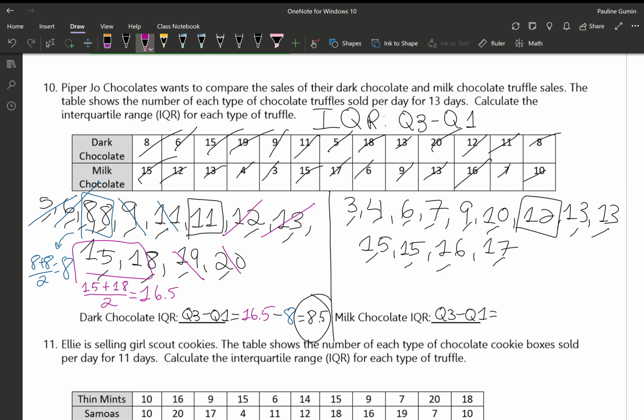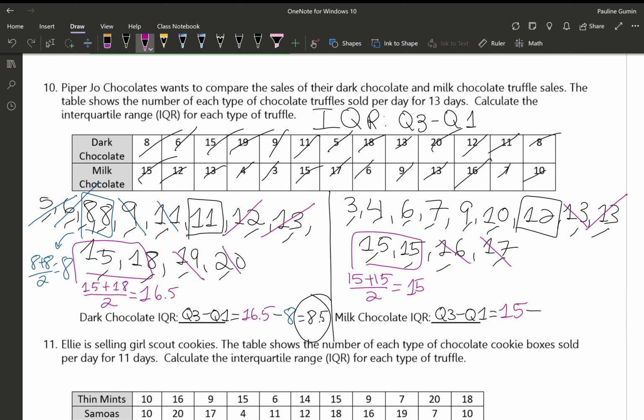Now let's find Q3, since that's the first number we're going to have to use. I'm going to cross one off from each side. I'm left with 2 15s in the middle. So again, mathematically speaking, we would do 15 plus 15 divided by 2. But if it's the same number twice, it's going to be that number.